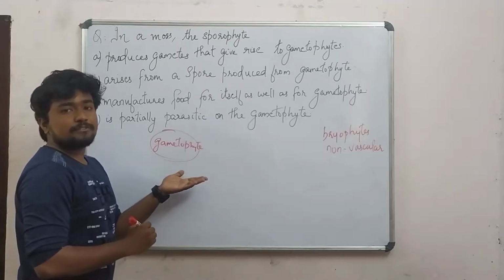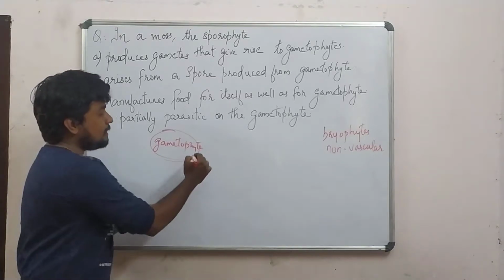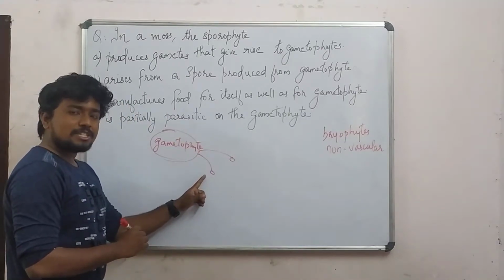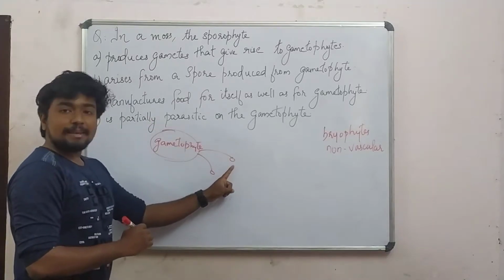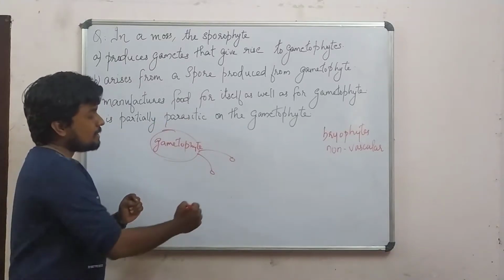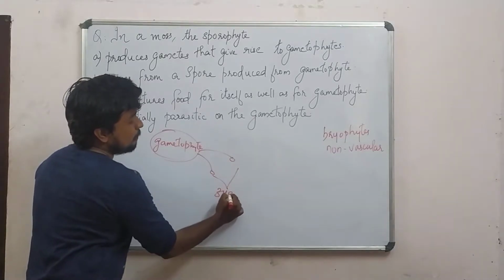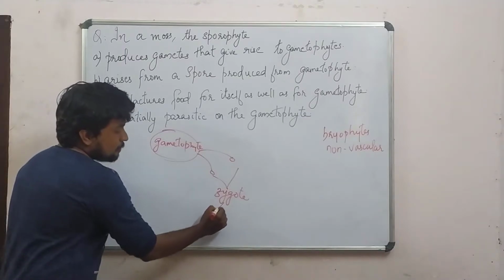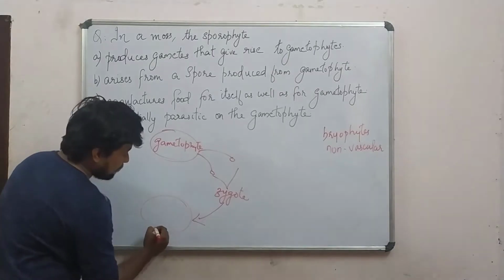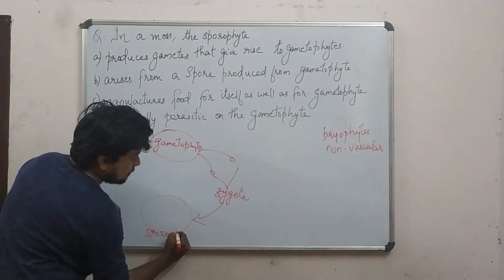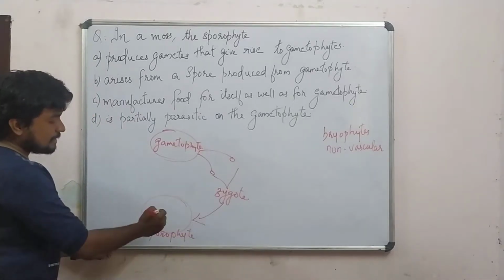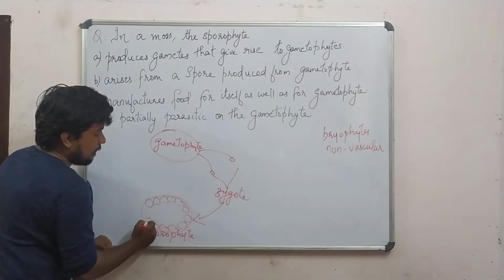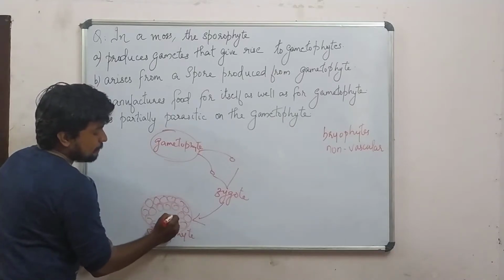And what is the function of the gametophyte? It produces the gametes, that is, a male gamete and also a female gamete. As we know, the male gamete is produced from the antheridium and the female gamete is produced from the archegonium. These two gametes combine to form the zygote, which later develops into the sporophyte. So this is the sporophyte, and we know the sporophyte is composed of all the sporogenous tissues.